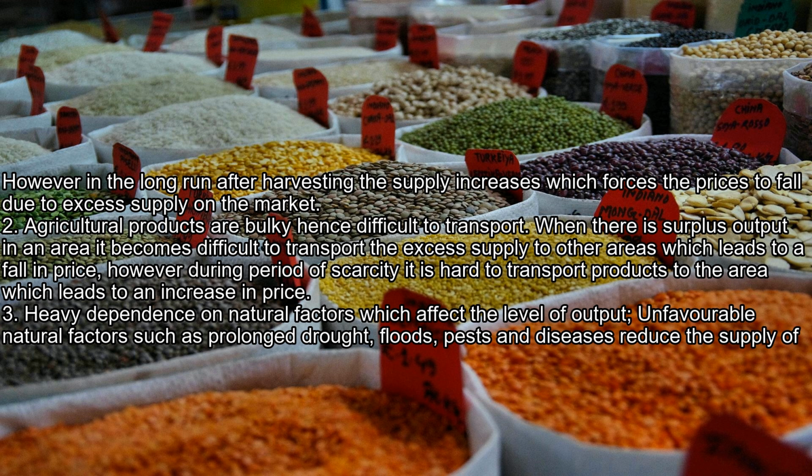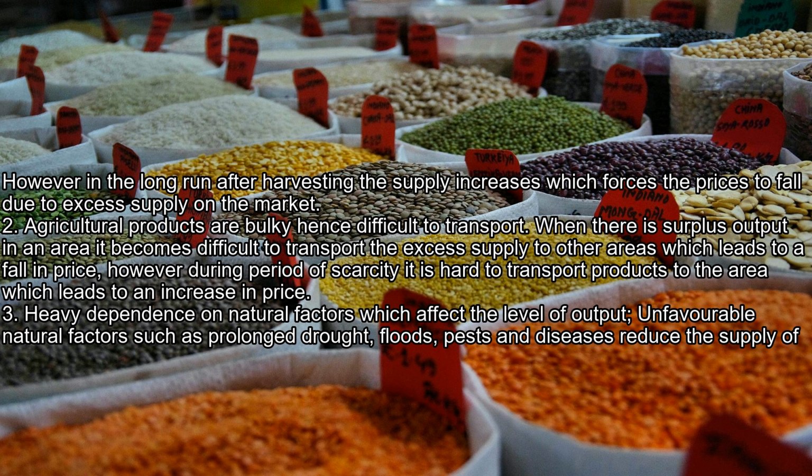2. Agricultural products are bulky, hence difficult to transport. When there is surplus output in an area, it becomes difficult to transport the excess supply to other areas, which leads to a fall in price. However, during a period of scarcity, it is hard to transport products to the area, which leads to an increase in price. 3. Heavy dependence on natural factors which affect the level of output.